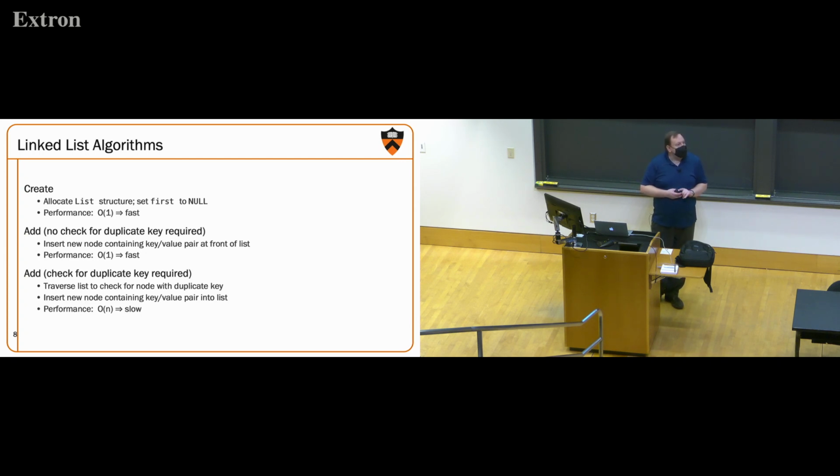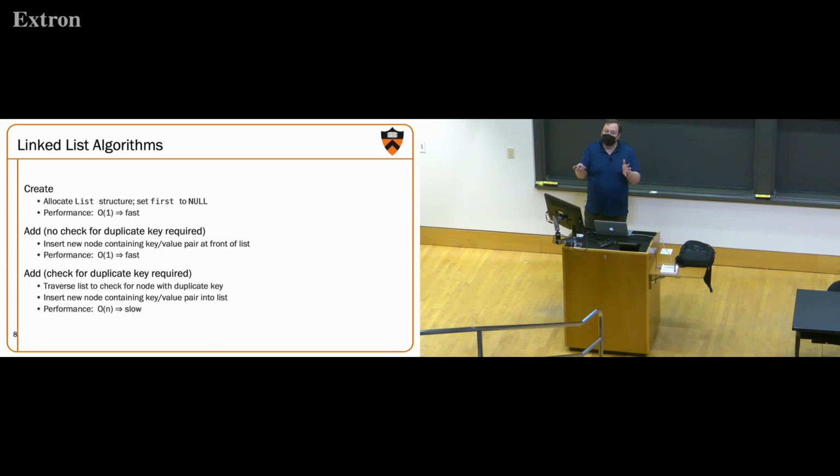In reality, most of the time when you use a symbol table data structure, you're going to want to check for duplicate keys. You don't want duplicate keys. If you insert something with the same key, probably the semantics that you want are that you're updating the value for that key. Again, it depends on the application, but this is a very common thing to want to do. And so now, potentially, you are traversing the entire list.